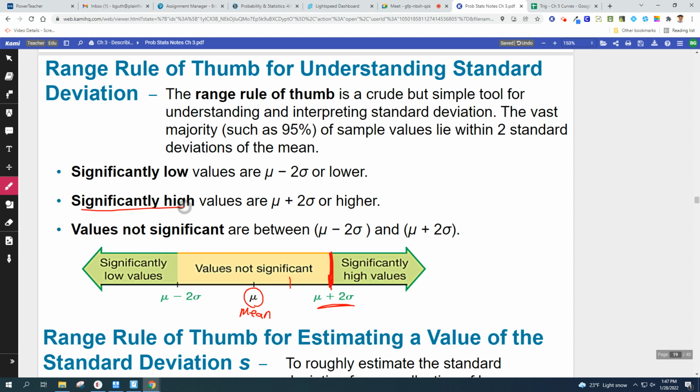that is called significantly high. And then if you go back 1, 2 standard deviations, anything less than that number right there is called significantly low. Values in between those 2 numbers, in between 2 standard deviations from the mean, would be called not significant.